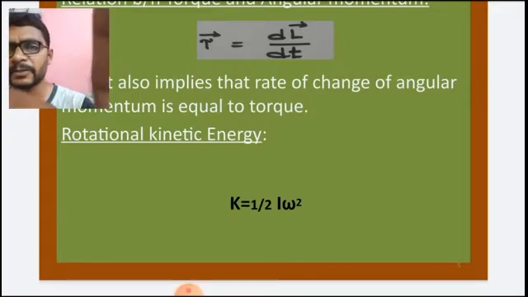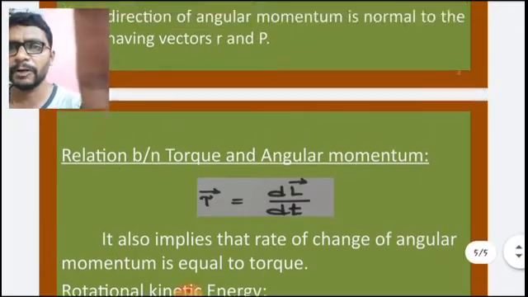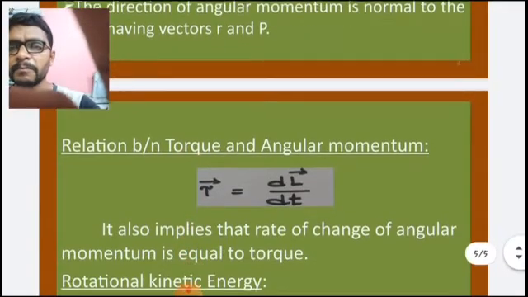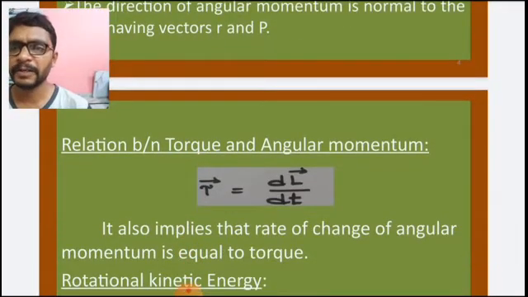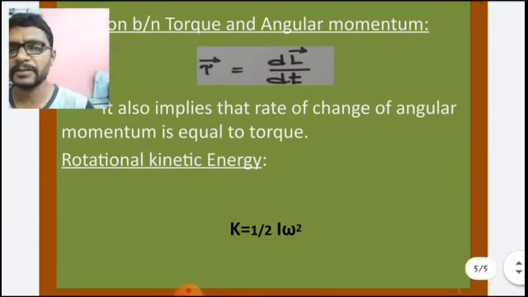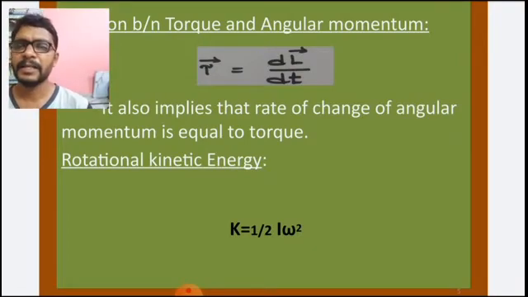So in this session we are going to derive L is equal to I omega. And also one more thing, the relation between torque and angular momentum. And also the rotational kinetic energy, K is equal to half I omega square. These three equations we are going to derive in this class. Okay, let us see one by one.